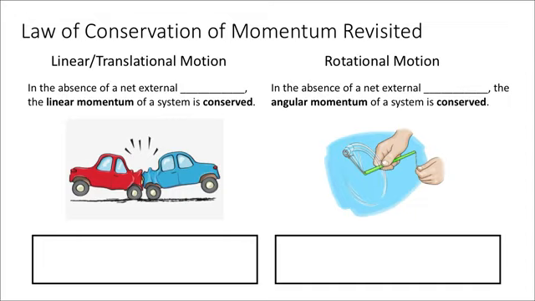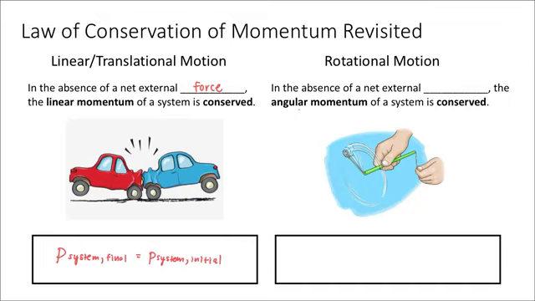And so as a reminder, in linear or translational motion, we said that in the absence of a net external force, the linear momentum of a system was conserved. And so, as an equation, we said that the total momentum of the system before the collision had to equal the total linear momentum of the system after the collision.